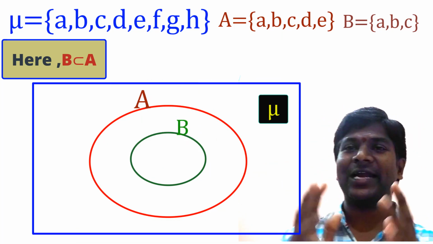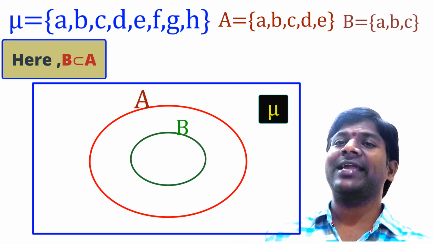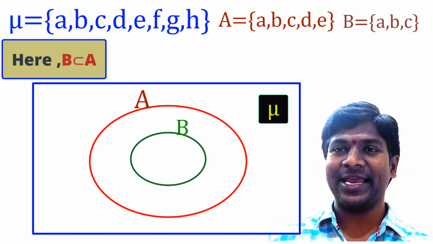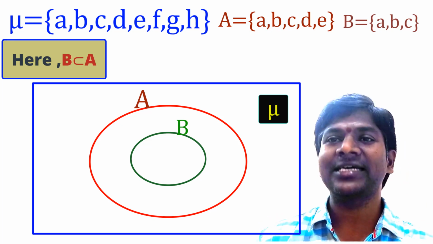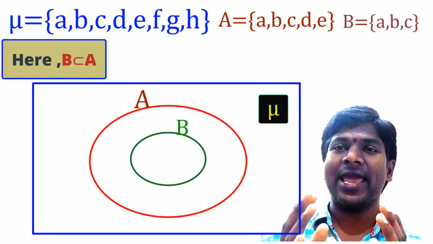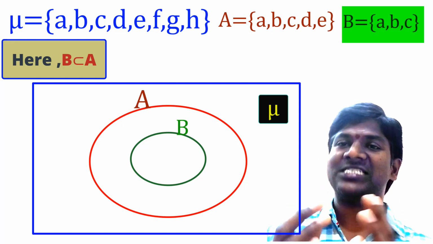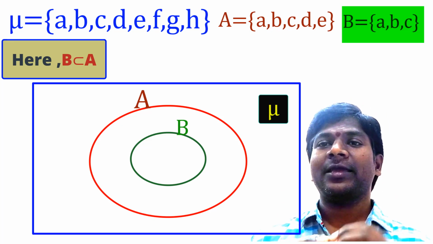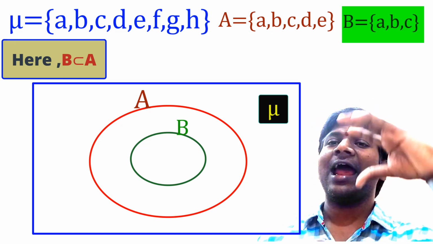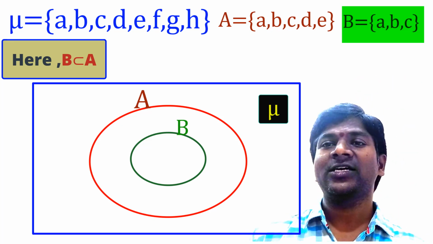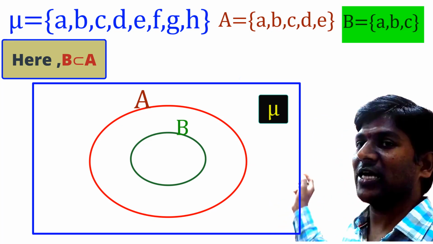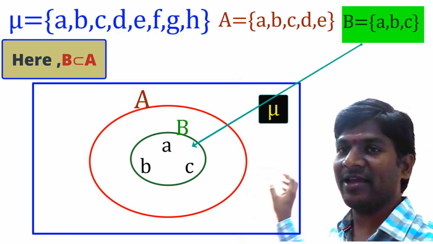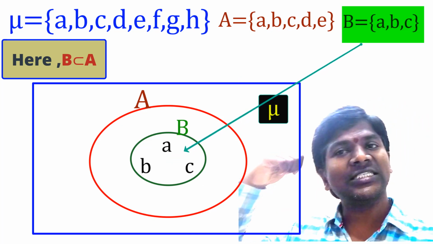Let us now try to write the elements in this Venn diagram. Children, first we write the elements of set B. What are the elements of set B? Very good. A, B, C. Where do we write these elements? These elements are in B, in set A, and also in the universal set. So we write these elements in the smaller circle. The name of the smaller circle is B and the name of the set is B. We write A, B, C as shown on the screen.